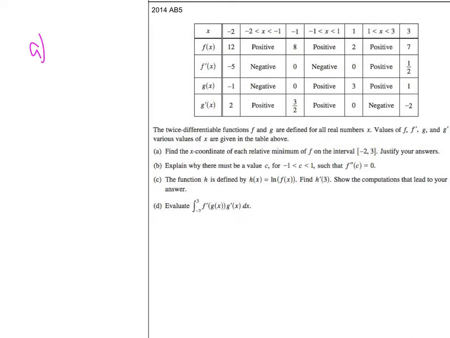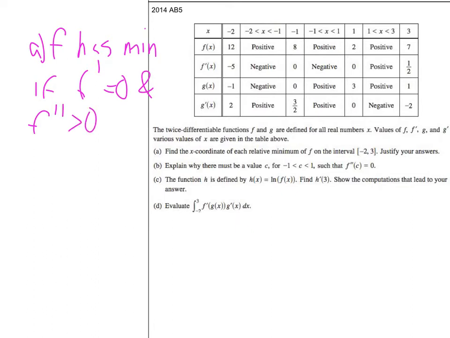So for part A, f has a min. That's on the closed interval. Okay, so let's start on interior min. If f prime equals 0 and f double prime is greater than 0, because you have to be concave up, f has to be concave up and has a slope of 0. So that's going to be x equals, oh, I don't have f double prime. Oh, that's not going to work.